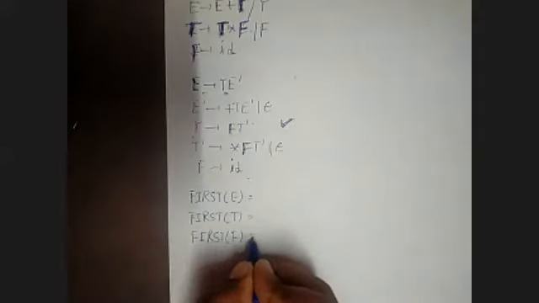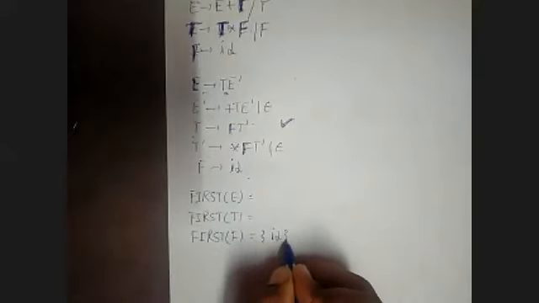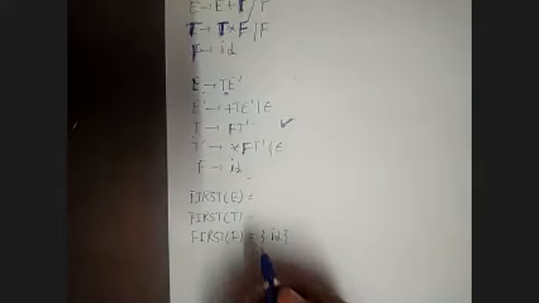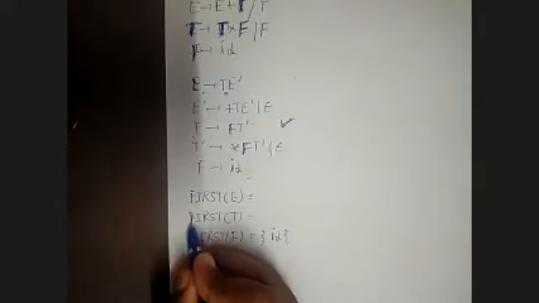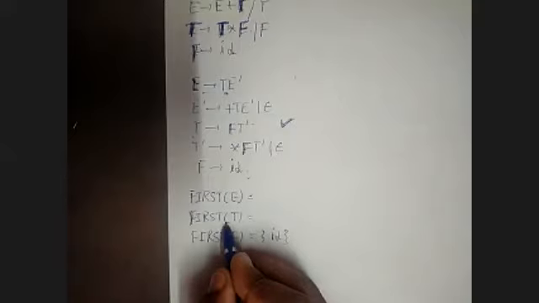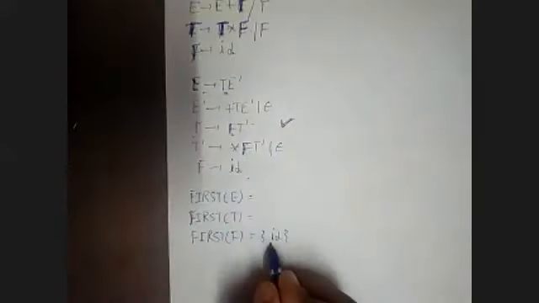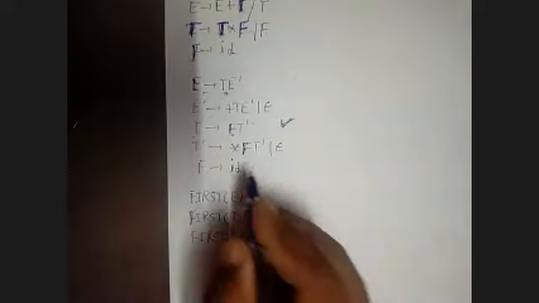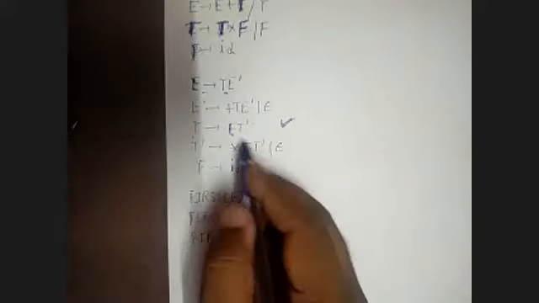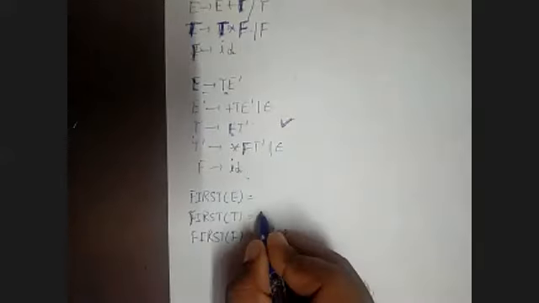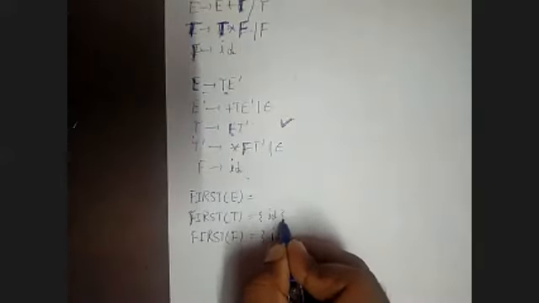First of F contains a terminal, so the first of F is only ID. This part is complete. Now move to the previous part. First of T means first of F, and first of F contains ID. So there is no epsilon, and there is no need to check T dash. So first of T is ID.